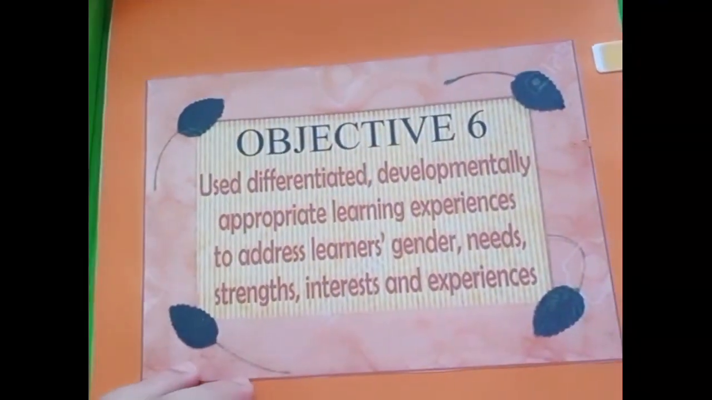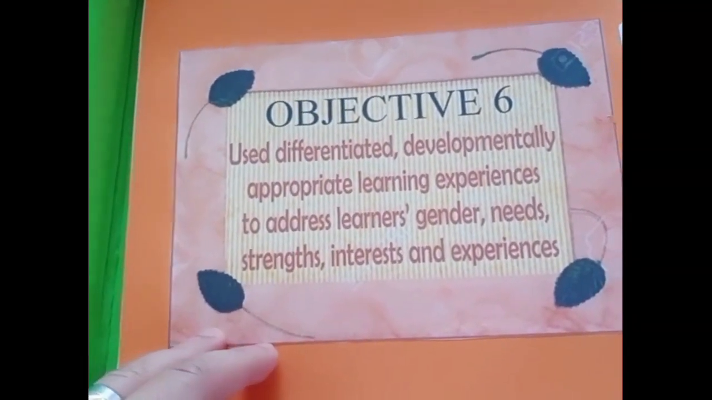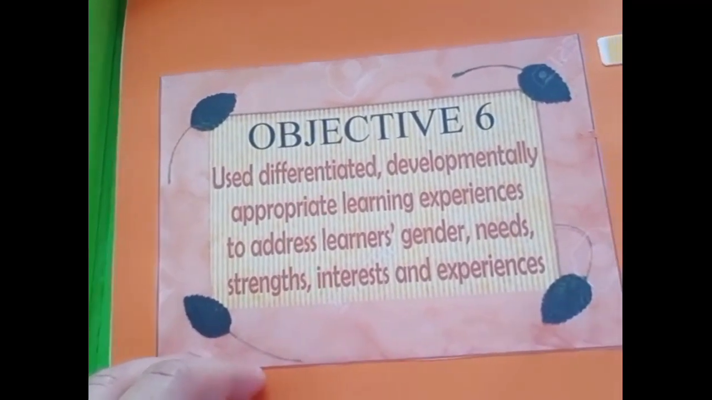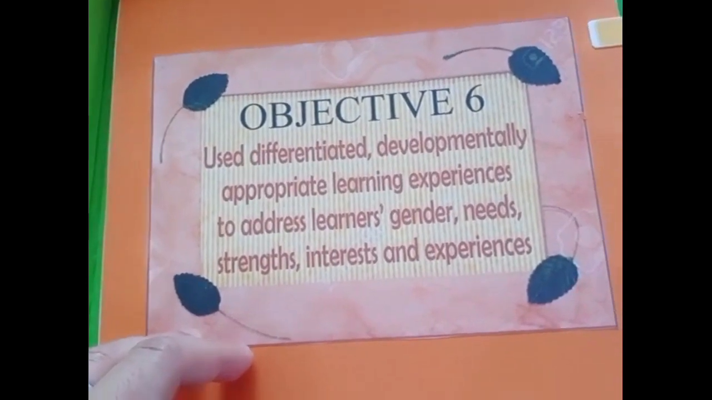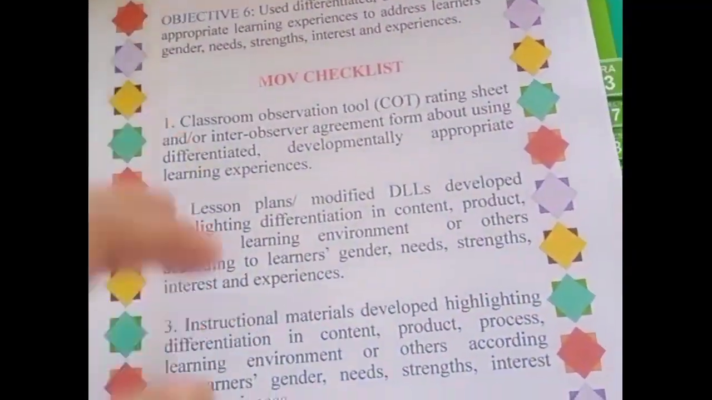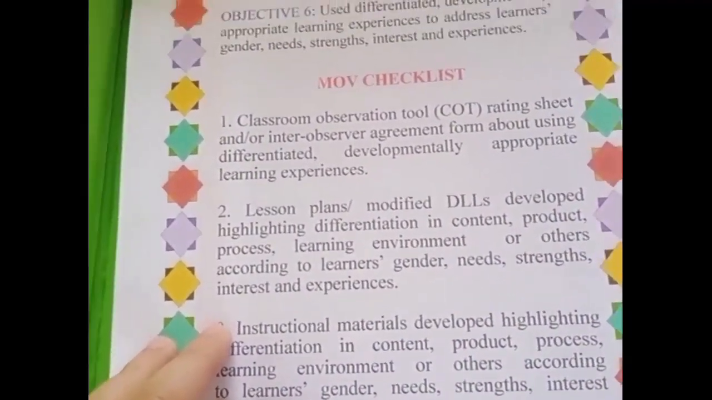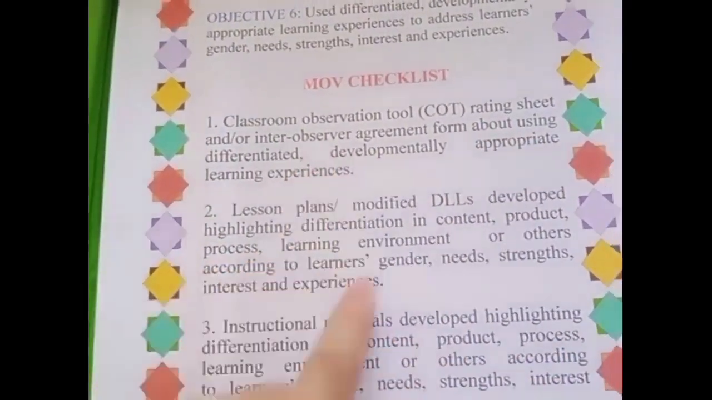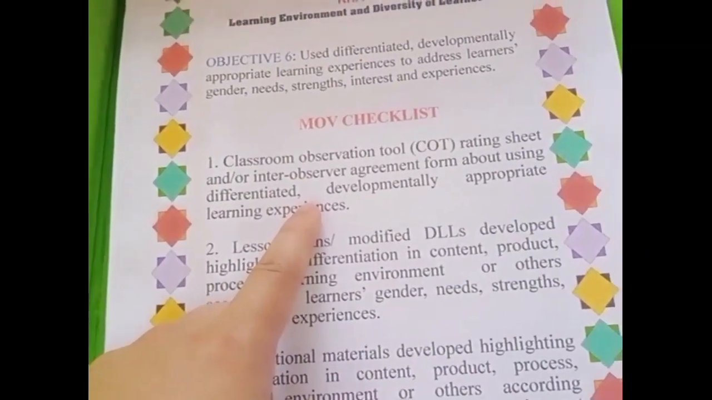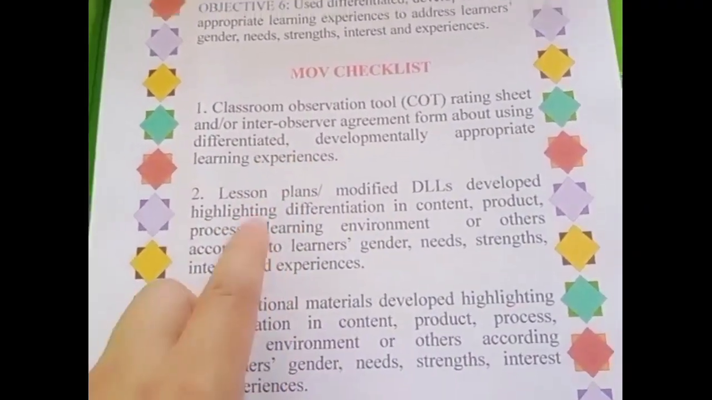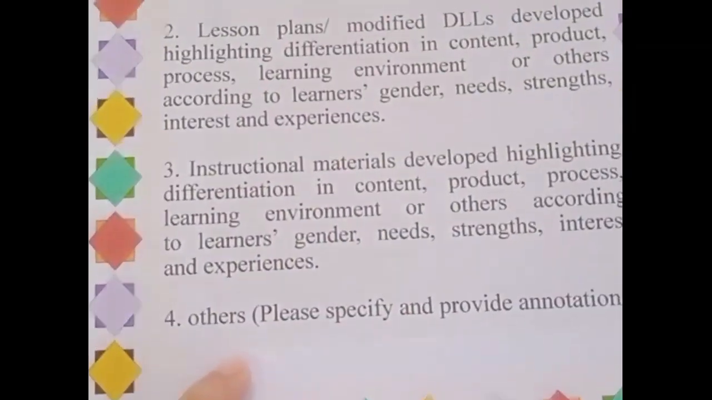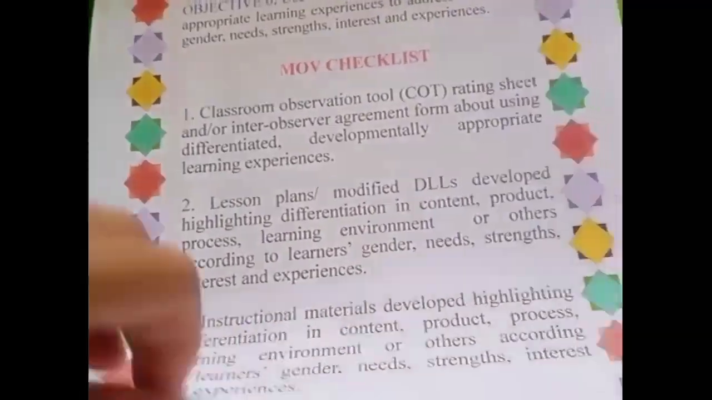Next, objective number 6. So use differentiated developmentally appropriate learning experiences to address learners' gender needs, strengths, interests, and experiences. So ano yung mga MOBs? So COT ulit, rating sheet, or Inter-Observer Agreement. Gamit na gamit yan. Paulit-ulit yung i-attach doon sa ating portfolio. So lesson plans or modified DLLs, instructional materials, and meron ulit na others.